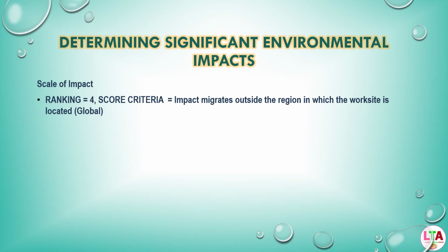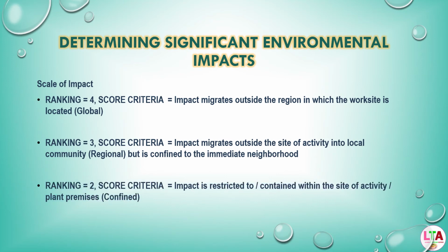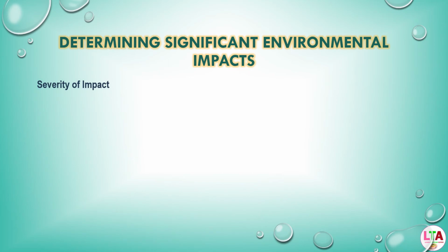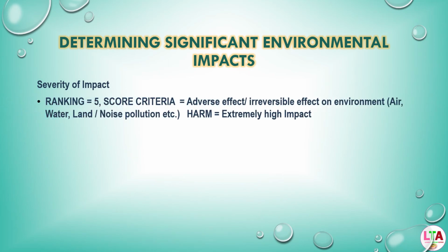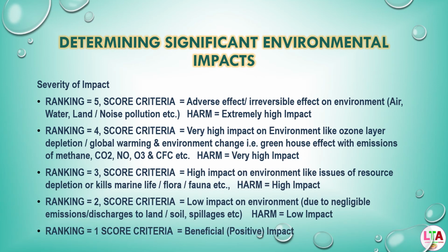The first ranking we look into is the scale of impact. Based on the scale of impact, I have given rank 4 to rank 1. It may differ based on the organizational requirement. The second thing we need to look into is the severity of impact. Again, I have considered rank 5 to 1, and we need to give the scoring criteria for each and every impact.